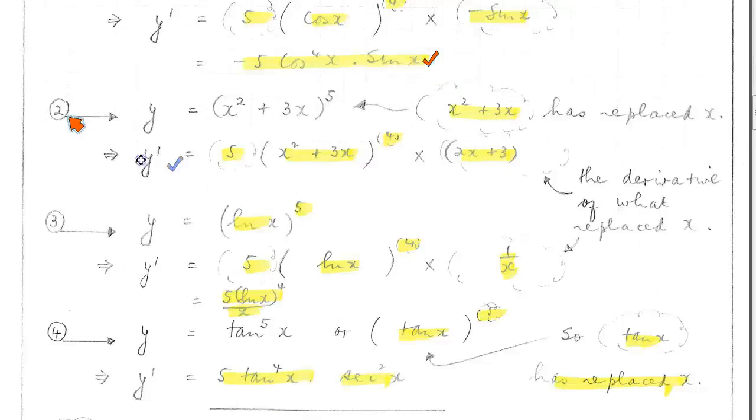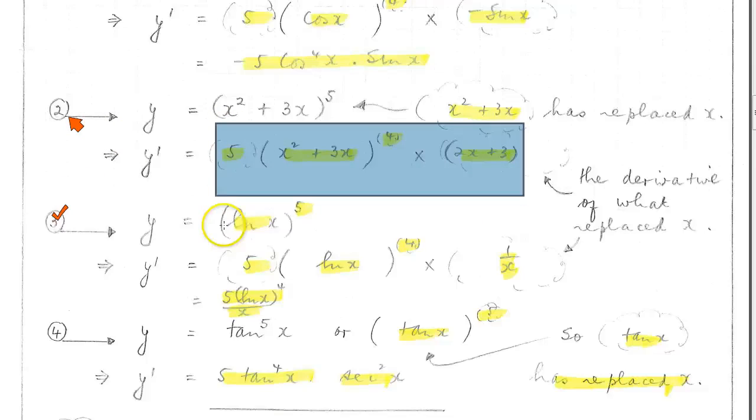All right, number 2. Here, what has replaced x? Well, it's x squared plus 3x. Right, so put the 5 in front, differentiating. Write the x squared plus 3x to the power 4. And now differentiate what's replaced the x. It's a whole formula this time. X squared plus 3x has replaced the x. If you differentiate that, you get 2x plus 3. So I've got to multiply by that.